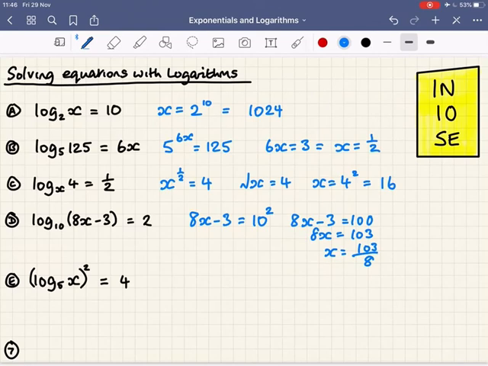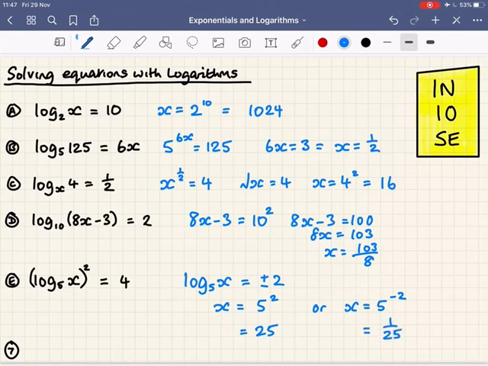And then last but not least, I've got log to base 5 of x all squared equals 4. We need to be careful here, because when we take the square root, we'll end up with log to base 5 of x equals, well, remember the square root of 4 can be plus or minus 2. That means x must be equal to either 5 to the power of 2 or 5 to the power of minus 2. Two solutions here. Be careful with that. It occurs quite a lot with logs. So x is either equal to 25 or it's equal to 1 over 25, which is 5 to the minus 2.